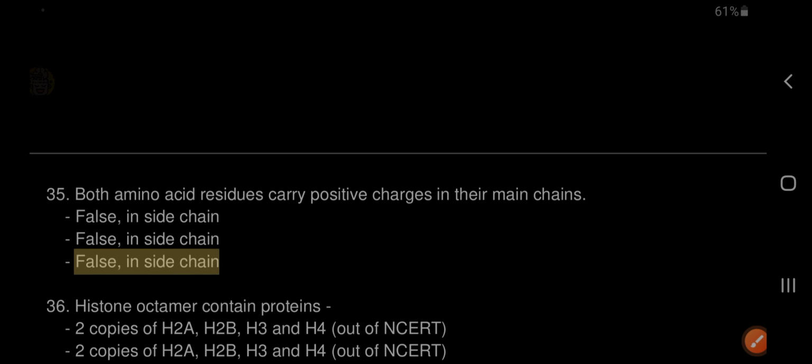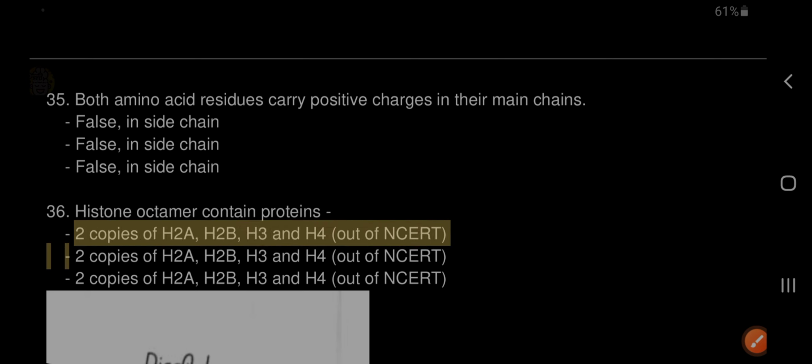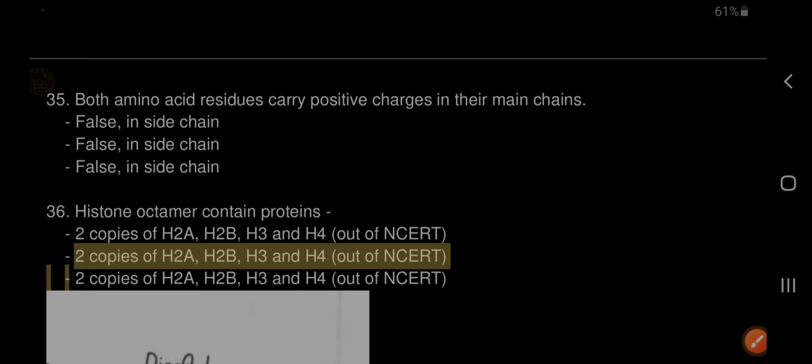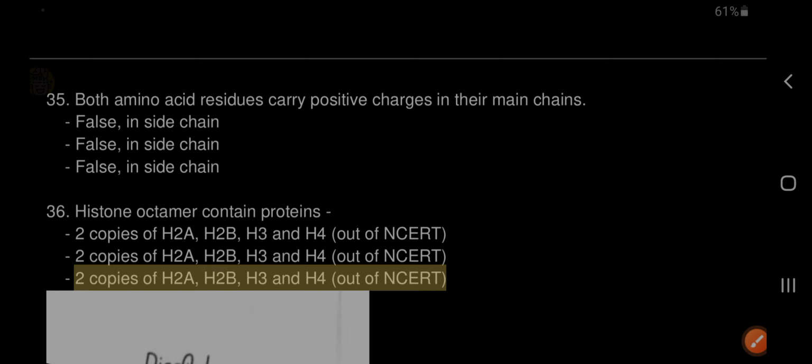36. Histone octamer contains which proteins? Two copies of H2A, H2B, H3 and H4, out of NCERT.